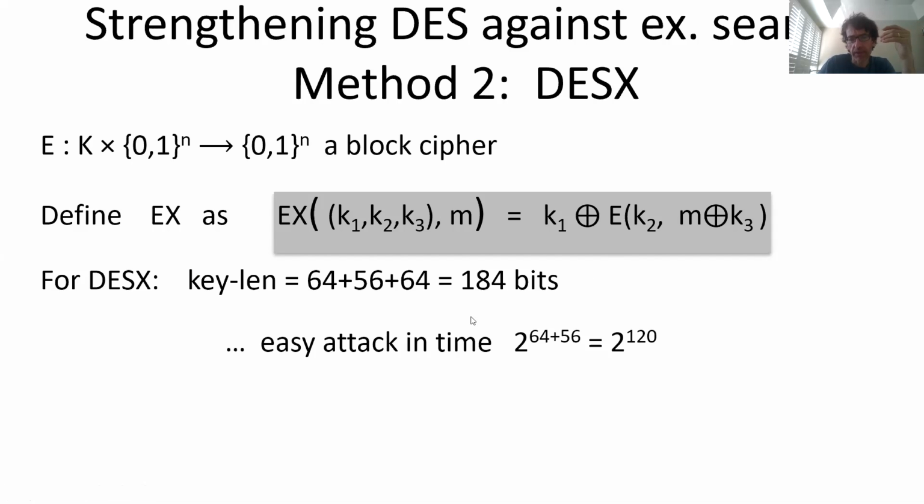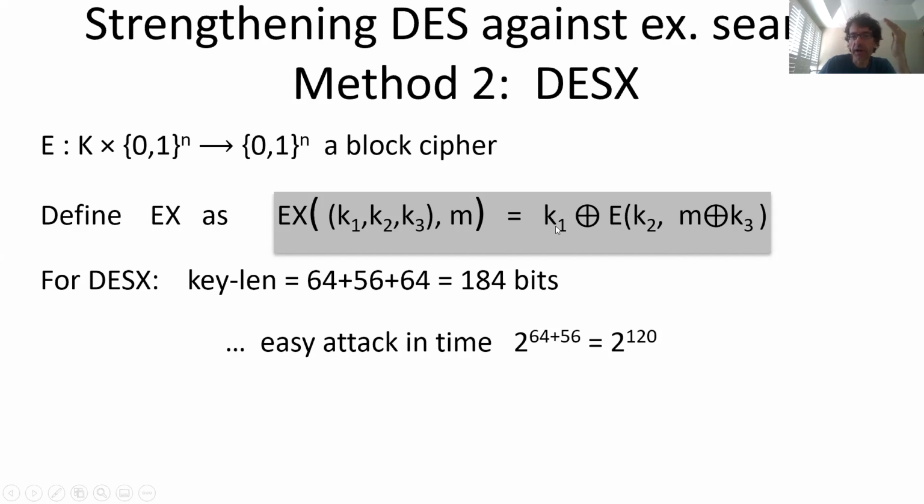What I expressed here was the hope for what you would like this construction to be: that for any choice of K1, K2, K3, it is another random function. But it is not the case. There are some weaknesses of this construction. However, the effective key length is still longer than just K2.